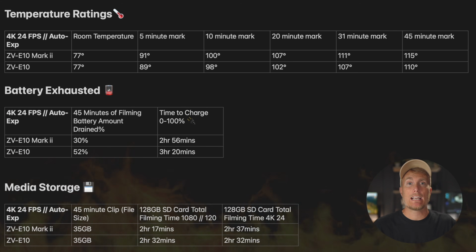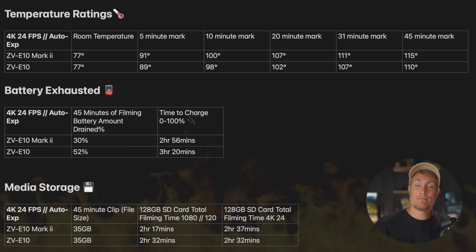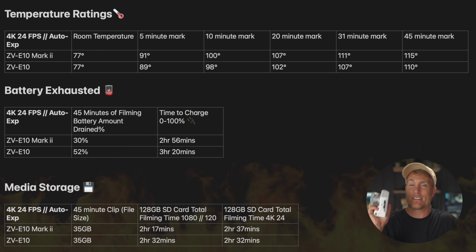Neither camera overheated on me during this test because we were shooting in 4K 24, and this camera didn't overheat because it's an 8-bit camera. This camera got more hot than this camera because it's a 10-bit camera.